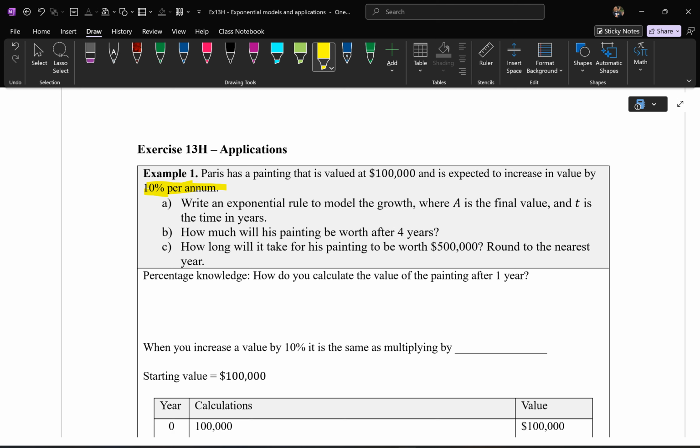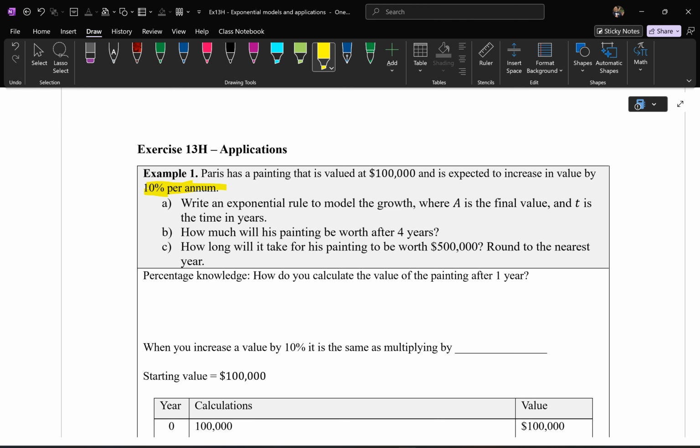So here, write an exponential rule to model the growth where A is the final value. So how much will it be worth, this painting that Paris has invested in? How much would it be worth after a certain amount of time in years? So T is the time in years. So after 3 years, if T was 3, after 5, how much is the painting worth now? So they invested $100,000, and if it grows 10% every year, how much is it?